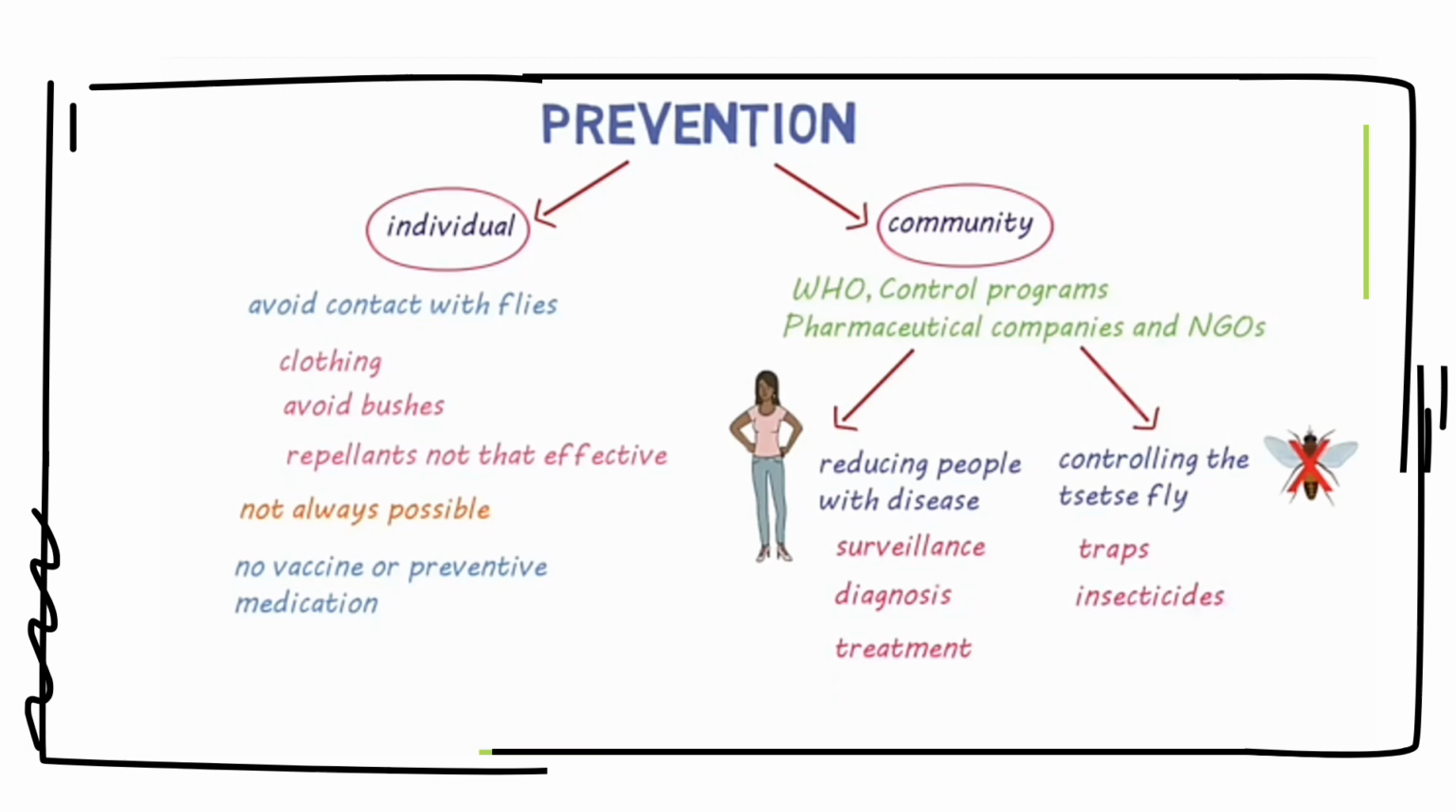And for the community, such as the World Health Organization, the NGOs and all, they should be more focused on reducing people with the disease. So they should be more strict with the surveillance, diagnosis, and treatment. And then they should also control the tsetse fly population. So they should start having traps and insecticides.